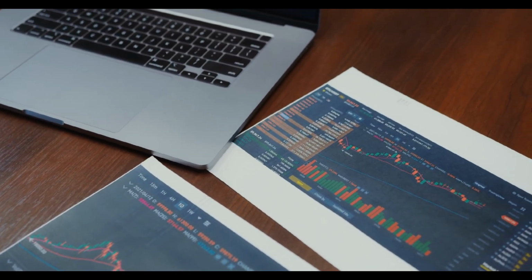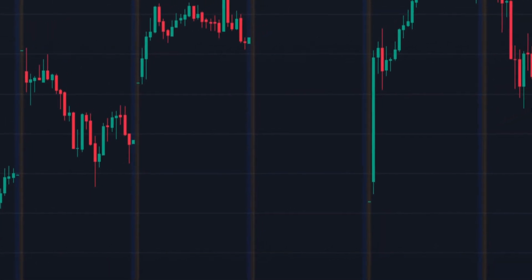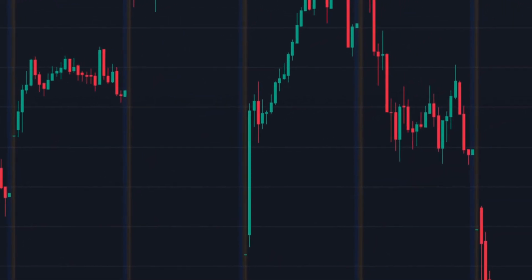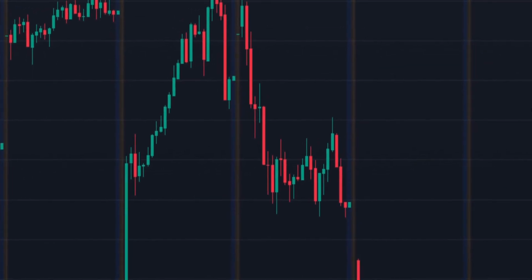The open, high, low, and close prices are the main data points from the technical analysis perspective. Each of these prices has to be plotted on the chart and analyzed.